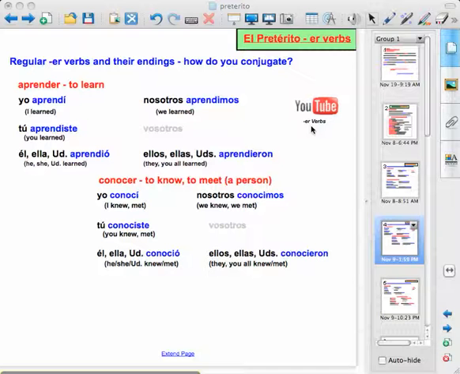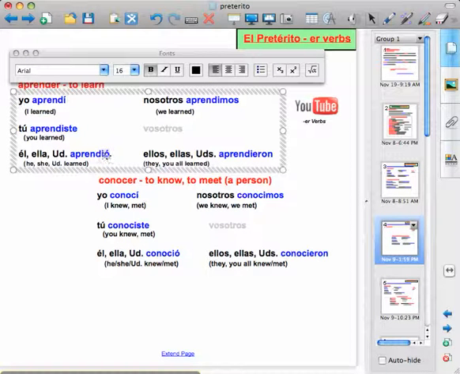So with aprender, which is an ER verb, and conocer, which is also an ER verb, and you see their translations there in red, look at the endings. You have yo aprendí, accented I. Tú aprendiste, I-S-T-E. So kind of the same pattern here with the AR verbs we saw, A-S-T-E. Él, ella, usted aprendió. Okay, notice that the ending here is important. It's different. When you look at it, it's an I-O, okay, not just the O. It is an I-O, so that's important, all right?